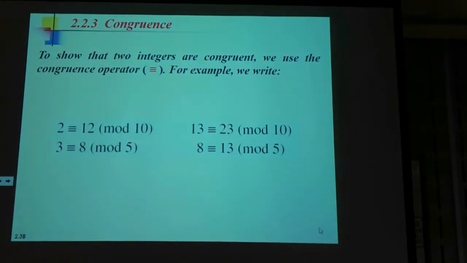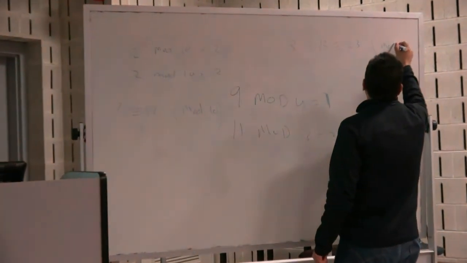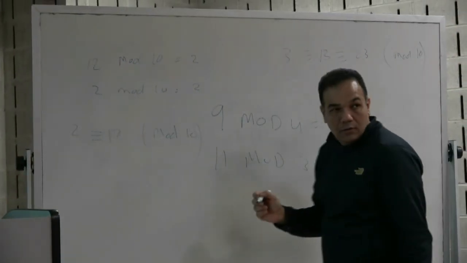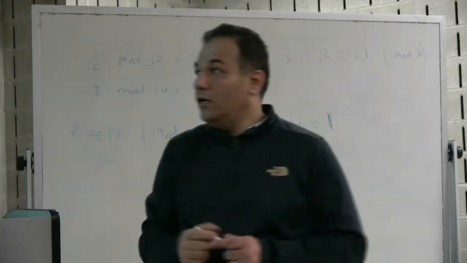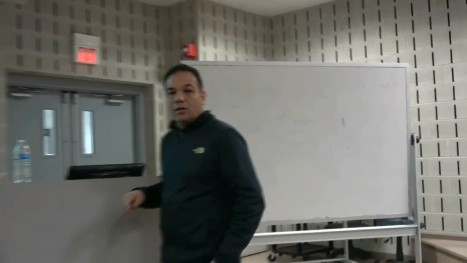Look at the second one. 13 and 23, they are congruent to modulus 10, right? 23 mod 10 gives you 3. 13 mod 10 gives you 3. So you could say 13 is congruent to 23, and it's congruent to 3, when it comes to mod 10. Clear? Same thing with the next examples. Just take a look at them.